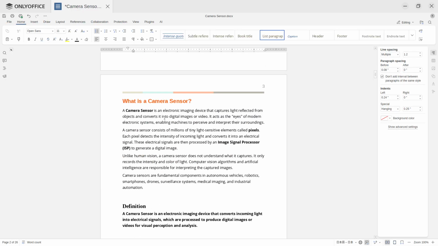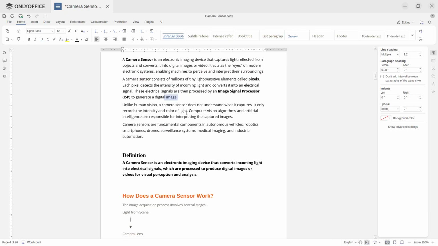A camera sensor is an electronic imaging device that captures light reflected from objects and converts it into digital images or video. It acts as the eye of modern electronic systems, enabling machines to perceive and interpret their surroundings. A camera sensor consists of millions of tiny light sensitive elements called pixels. Each pixel detects the intensity of incoming light and converts it into an electrical signal. These electrical signals are then processed by an image signal processor, ISP, to generate a digital image.